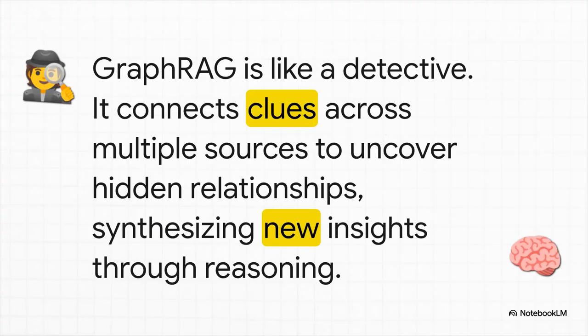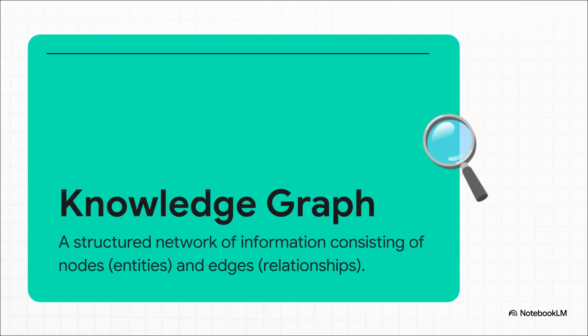Okay, so if the standard RAG is our librarian, GraphRAG is our hard-boiled detective. You don't just hand it a library card and ask for a book. No, you walk into its office, drop a complicated case file on the desk, and say, solve this. It digs through all the evidence, connects all these different clues from different places, and finds those hidden relationships to crack the case. It doesn't just find stuff, it creates brand new insights. So you're probably wondering, how on earth does it do that?